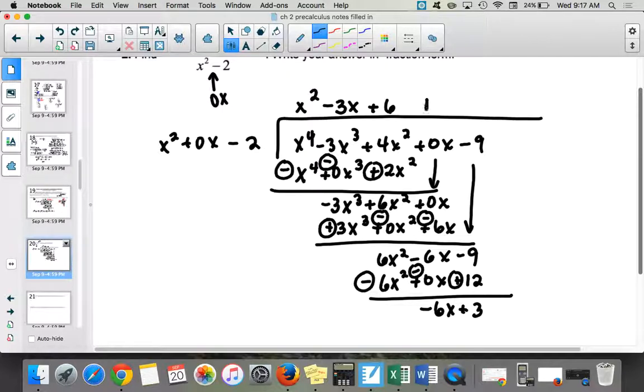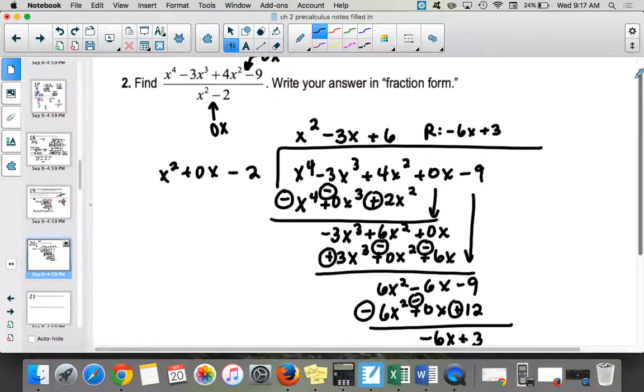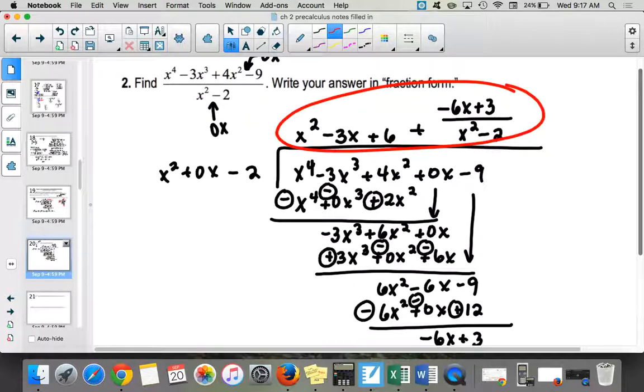So previously we wrote remainder negative 6x plus 3. But this problem says to write it in fraction form. So we're going to say plus our remainder, which was negative 6x plus 3, divided by our divisor. So the thing we divided by was x squared minus 2. So we do over x squared minus 2. And that is our final solution.